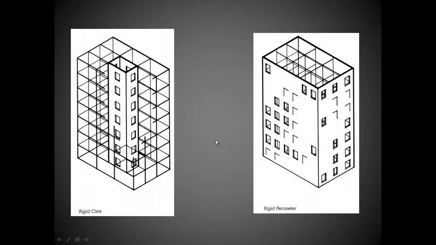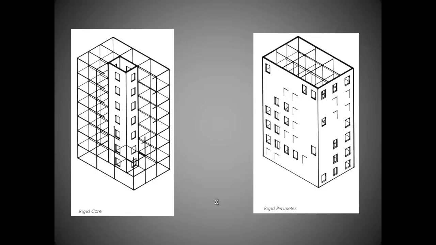Two types of structures for the building itself is a rigid core, where we might have an elevator shaft or a stairwell in the center of the building, and it is actually the structural integrity of the entire building, and everything else is built off from that. And then we have a rigid perimeter frame, where all of our structural material for the strength of the building is on the outside of the building. So we have rigid core and we have rigid perimeter.